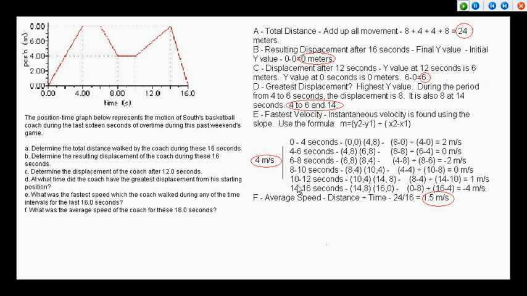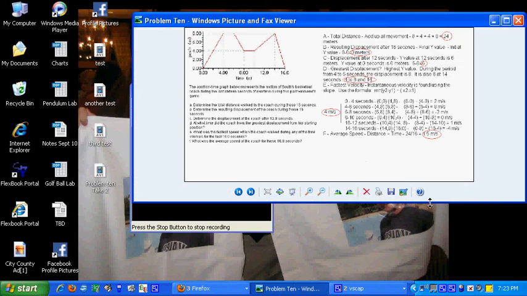Now the average speed is found by the equation distance over time. Well, we already found distance up here in part A, and time is right here on the x-axis, 16 seconds. So 24 divided by 16 is 1.5 meters per second, and that's the average speed of the coach. And that's the answer to the problem.